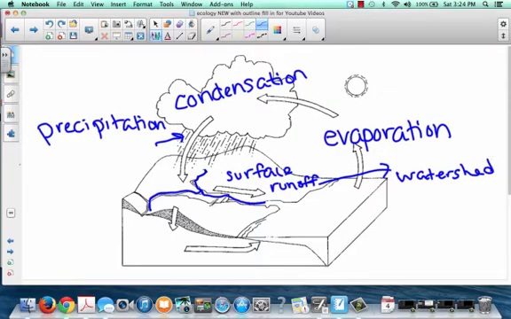Okay. Two more steps we're going to just kind of label, and then we're going to grab our red pens and add more notes around this diagram. So when you look at this down here, this is water going into the ground, and this is called infiltration.